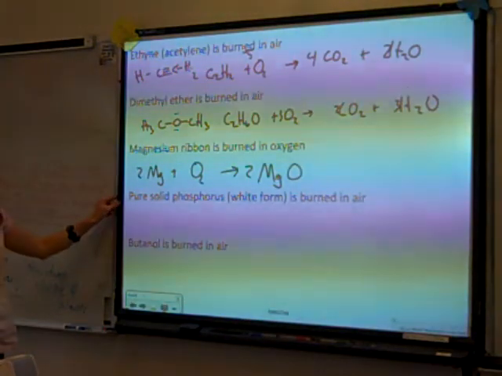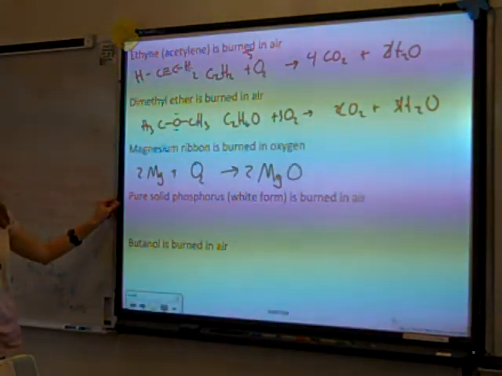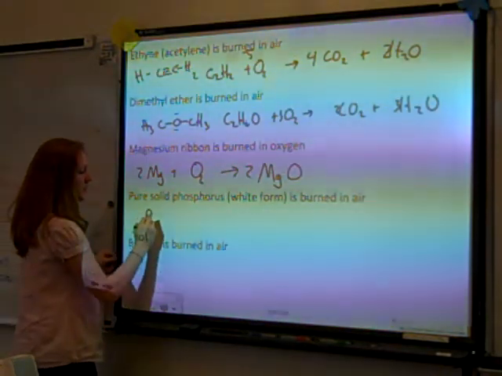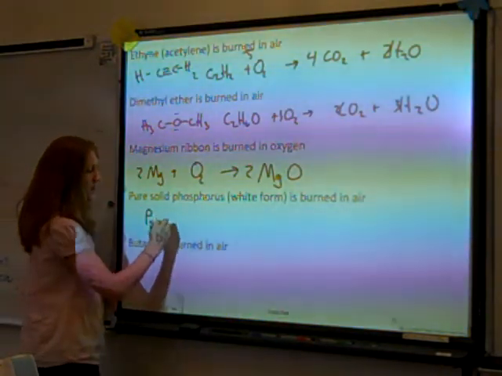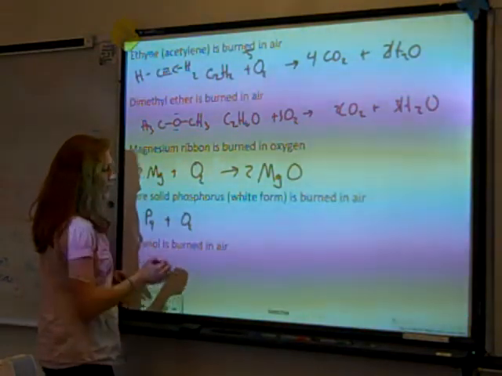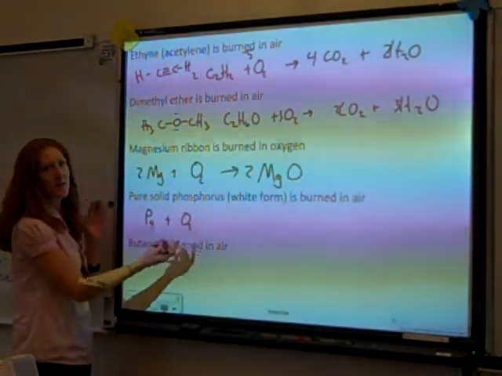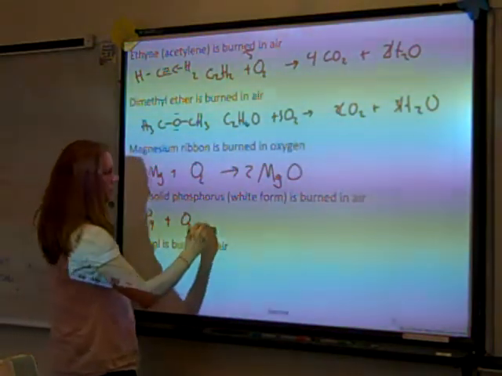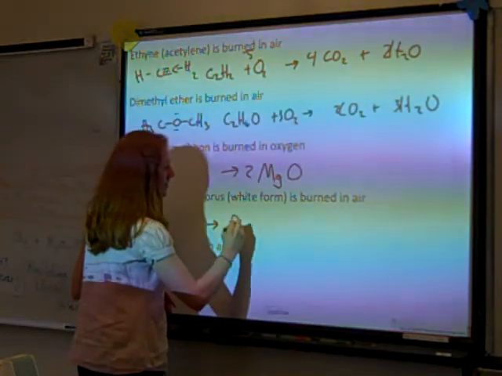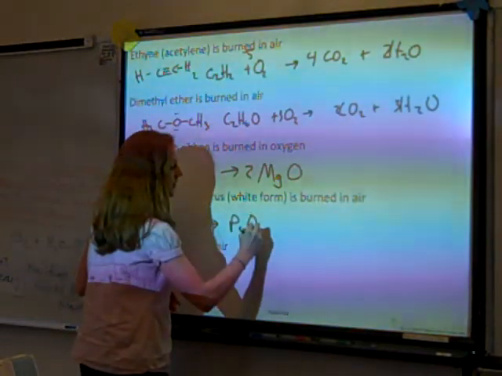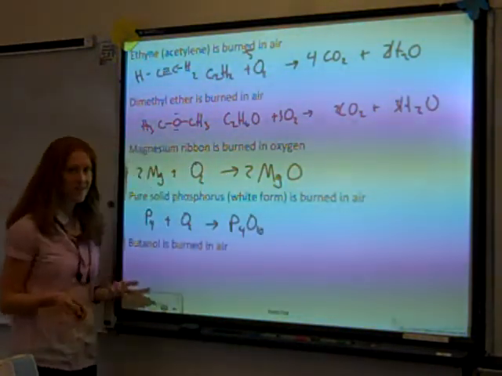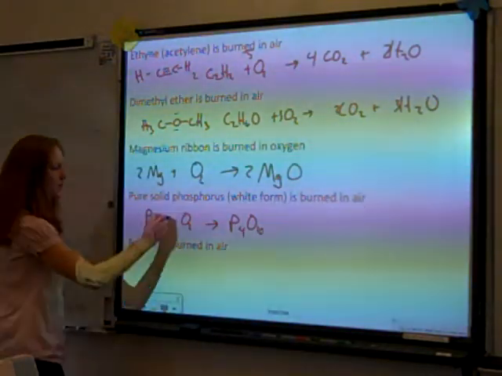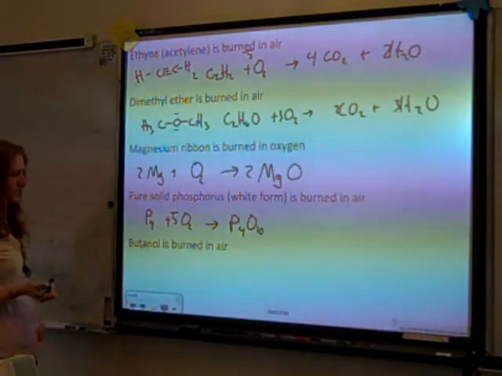For the next one, pure solid phosphorus. White form is burned in air. This is the same, that was also the synthesis problem we saw. So P4 is how phosphorus exists. Oxygen exists as O2. You can remember it's kind of the same thing. Just like we say all these guys are stable as diatomic, P4 is stable as 4. And the product it makes P4O10, and that's because the phosphorus has to lose its 5 valence electrons to that really negative oxygen. And then balance the reaction.